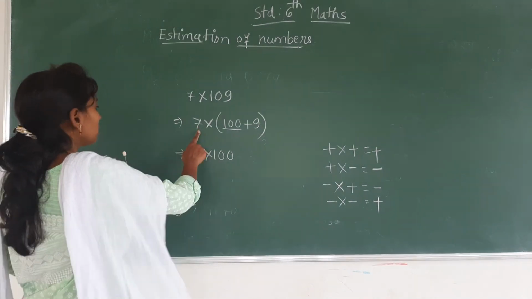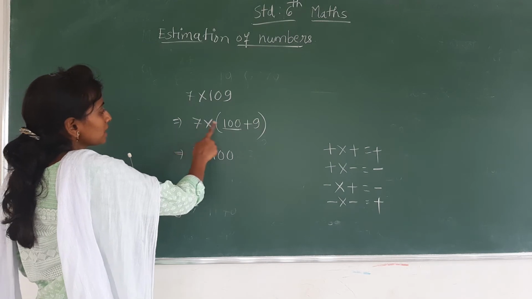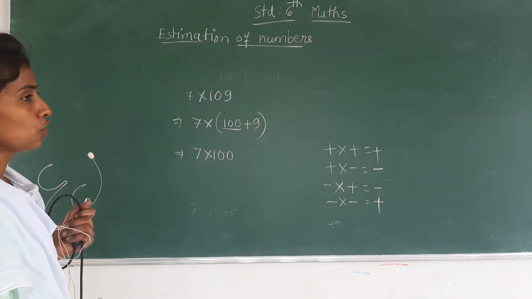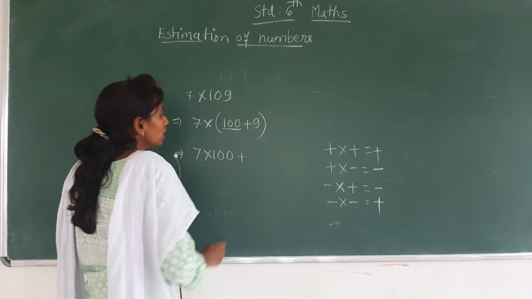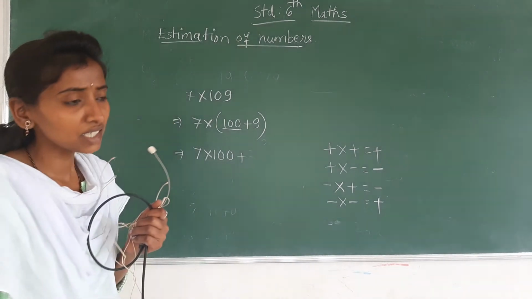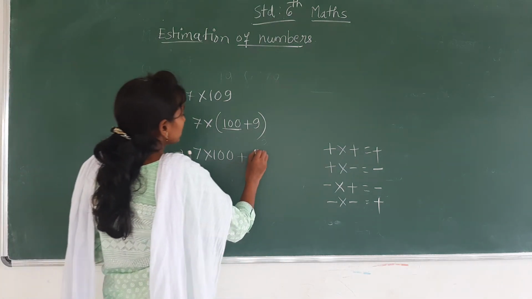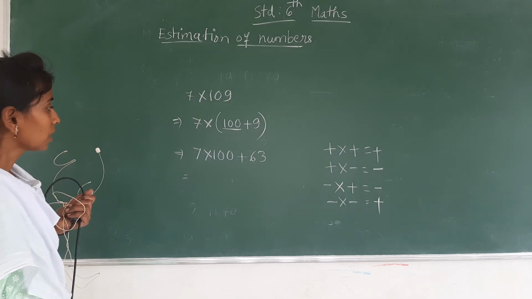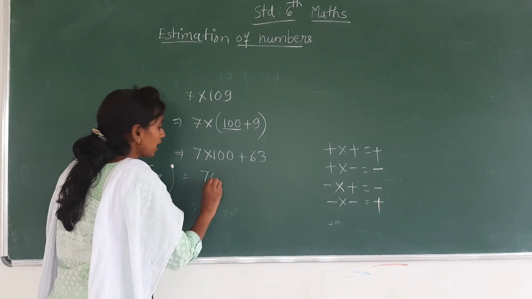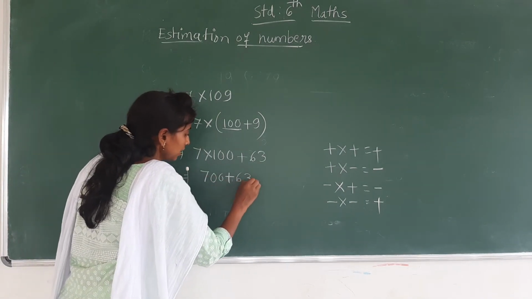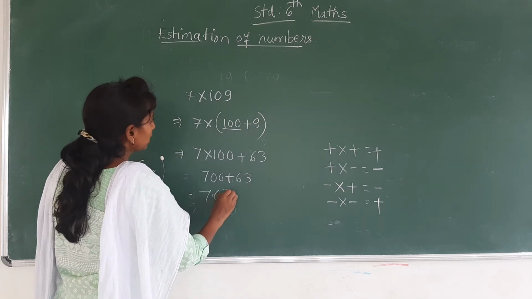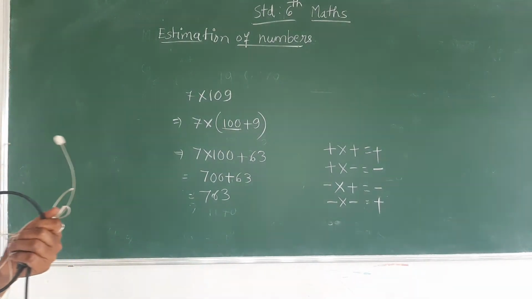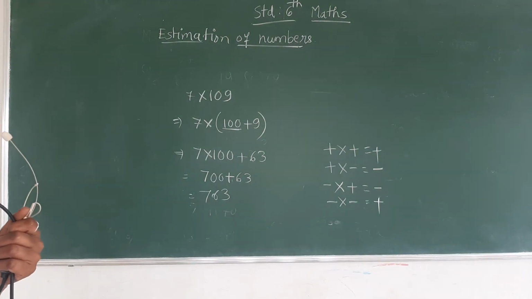Here, in the example, before 7 a plus sign is there and before 9 also a plus sign is there. Plus into plus is plus. 7 nines are 63, that we have to write. Now 7 into 100 is 700, plus 63 is equal to 763.